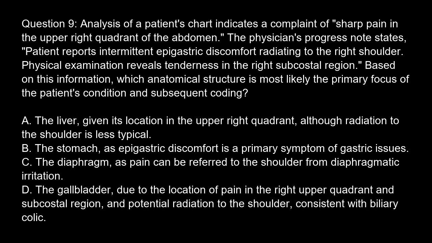Option A. The liver, given its location in the upper right quadrant, although radiation to the shoulder is less typical. Option B. The stomach, as epigastric discomfort is a primary symptom of gastric issues. Option C. The diaphragm, as pain can be referred to the shoulder from diaphragmatic irritation. Option D. The gallbladder, due to the location of pain in the right upper quadrant and subcostal region, and potential radiation to the shoulder, consistent with biliary colic.